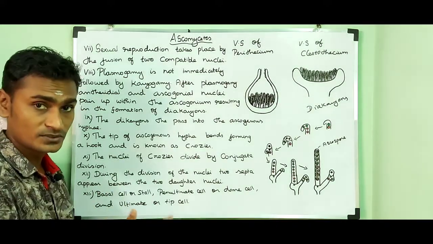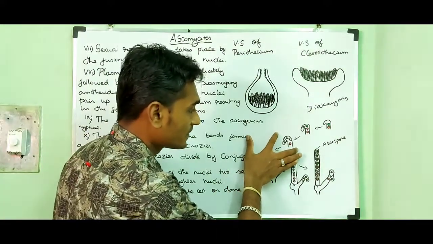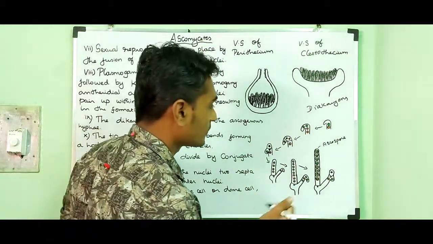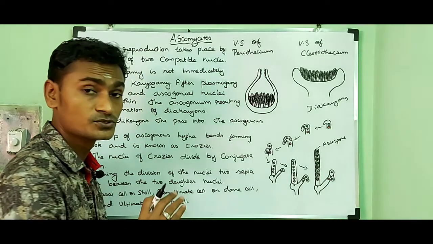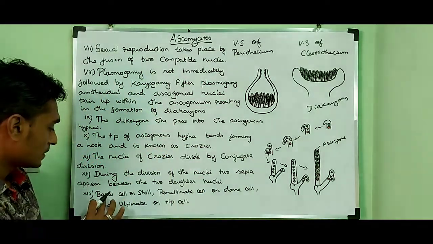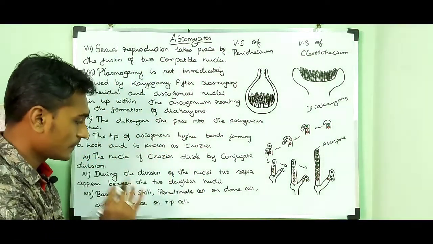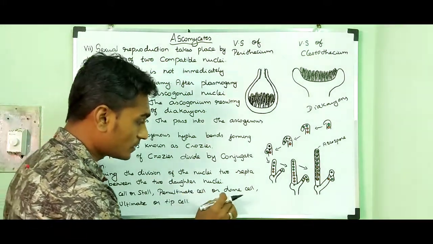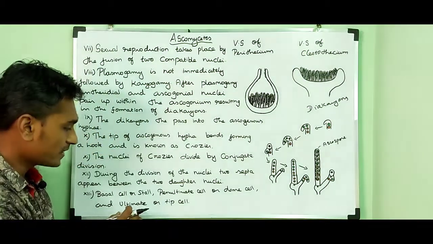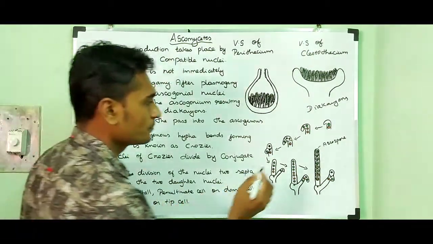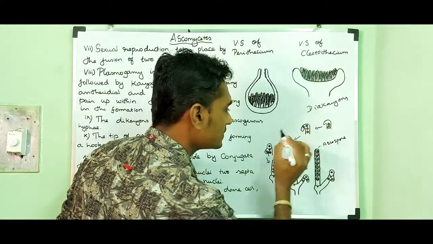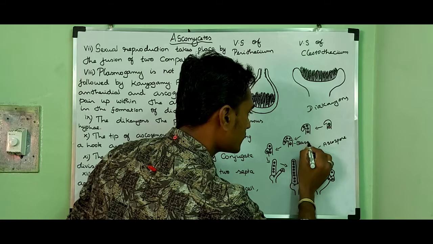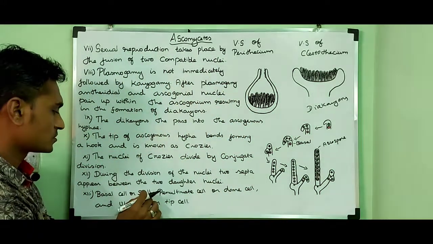Basal cell. Due to the formation of cross walls, they are formed into three different cells due to the formation of septa. They are basal cell or stalk cell, penultimate cell or dome cell, then ultimate or tip cell. So this cell is called basal cell or stalk cell.